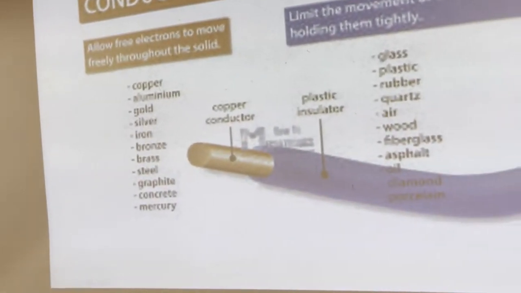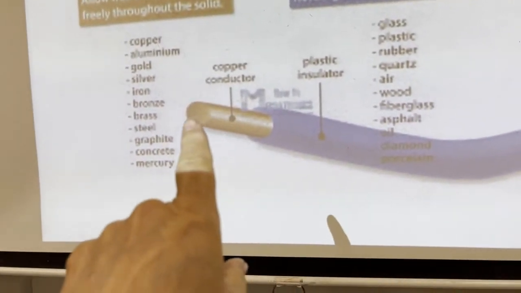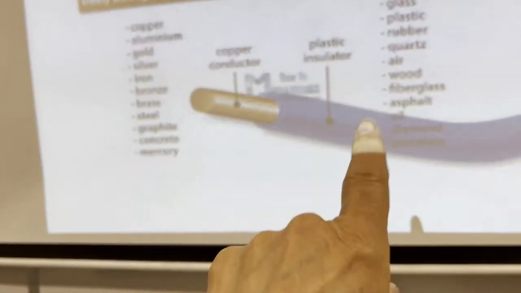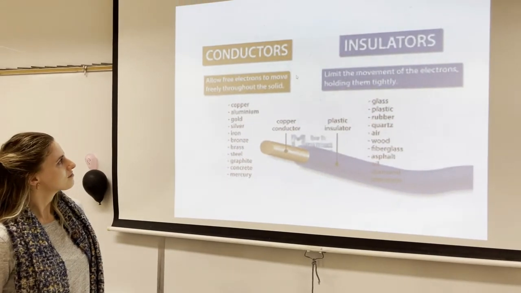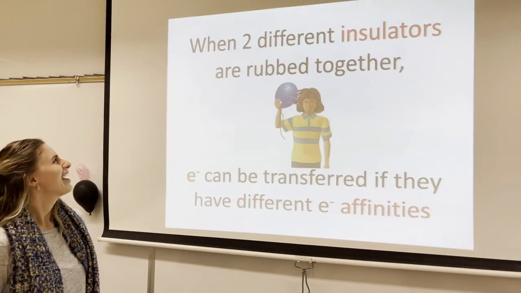And here's a wire, and a wire has two parts. It's got the metallic conductor in the middle, and it's surrounded by an insulator, so that the charge stays where it is.